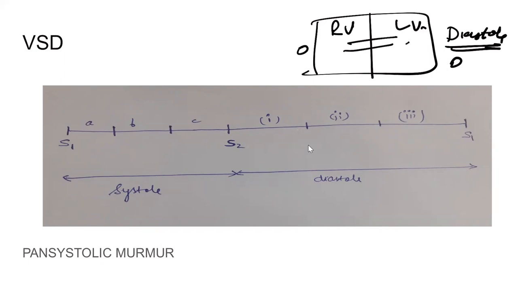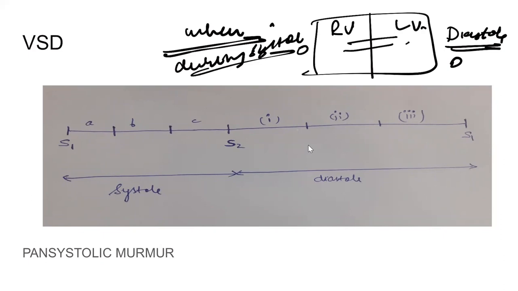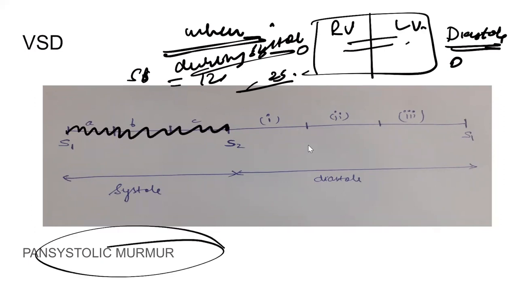But during systole, LV starts contracting and RV starts contracting, but pressure in LV is more than RV. So systolic pressure in LV is 120, while in RV it's 25. Okay. So there is flow of blood from LV to RV, and it would occur in the whole of systole. So we have a murmur in the whole of systole, and it is again a pansystolic murmur. Clear?